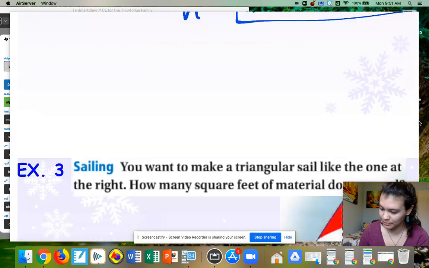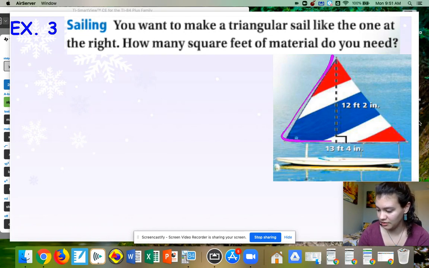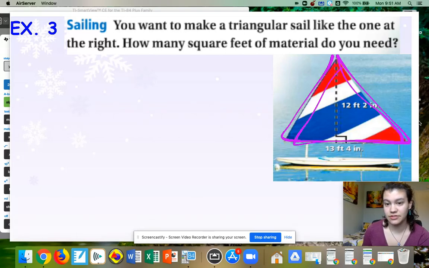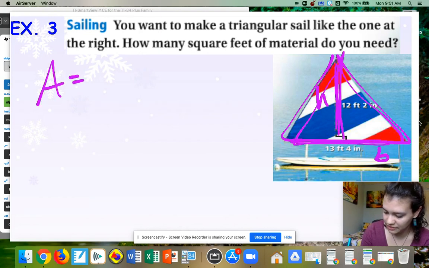So then a word problem. Here we want to make a triangular sail. So you have a ship, and we want to draw or make this sail out of some sort of fabric, but you need to figure out how much area it is. So find the area of our triangle. Here's going to be our height. Here's our base. So again, area of a triangle is 1/2 base times height.